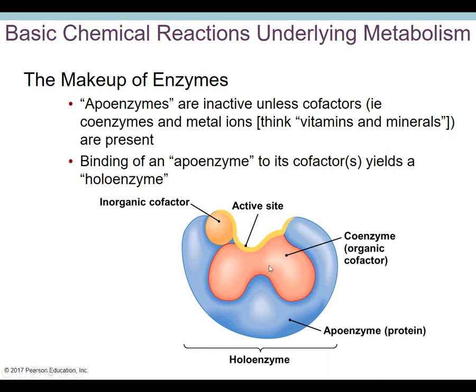Now, cofactors and coenzymes are really vitamins and minerals. So your vitamins and your minerals are required to make your enzymes, your apoenzymes, functional. So only if all of those parts are there do you have the holoenzyme, which is the actual active enzyme.